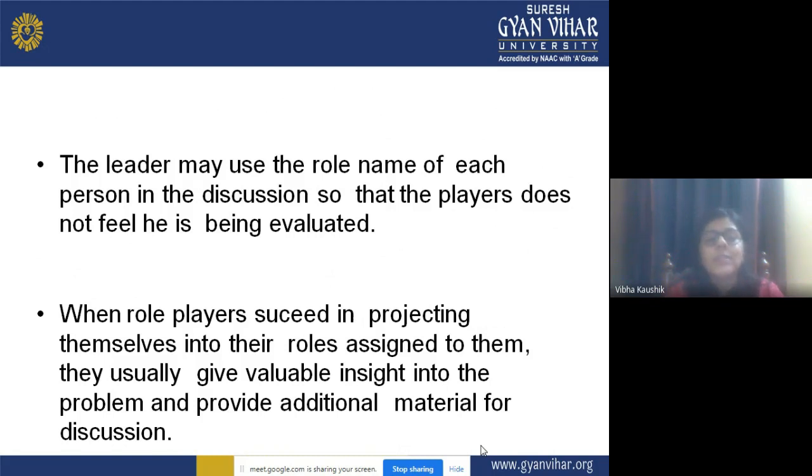When role players succeed in projecting themselves into the roles assigned to them, they usually give valuable insights into the problem which has been planned or played by them, and provide additional material for discussion, giving enough material for the people to discuss.